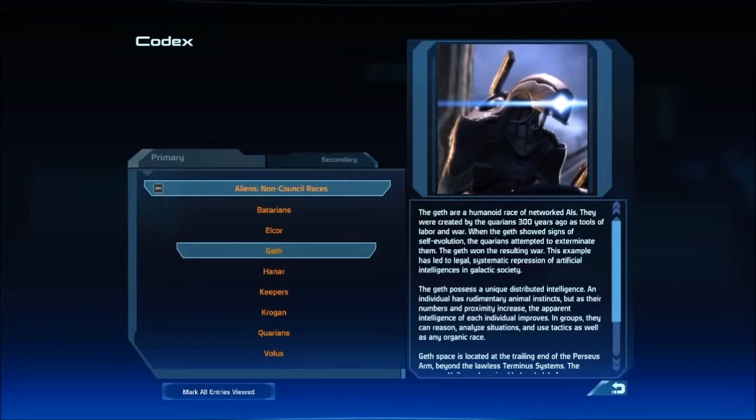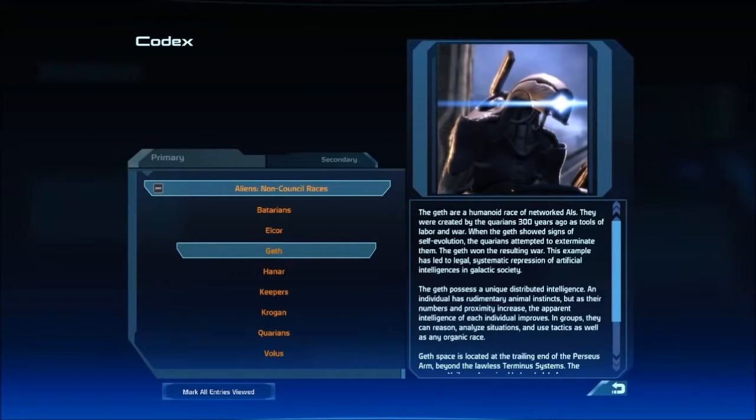The Geth are a humanoid race of networked AIs. They were created by the Quarians 300 years ago as tools of labor and war. When the Geth showed signs of self-evolution, the Quarians attempted to exterminate them. The Geth won the resulting war. This example has led to legal, systematic repression of artificial intelligences in galactic society.